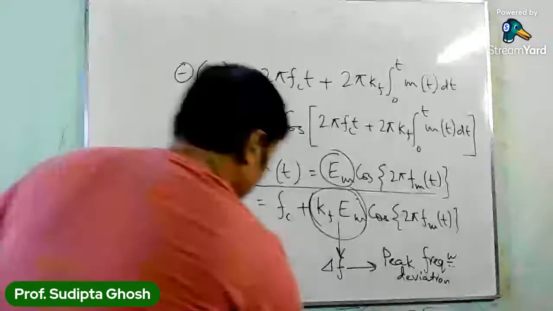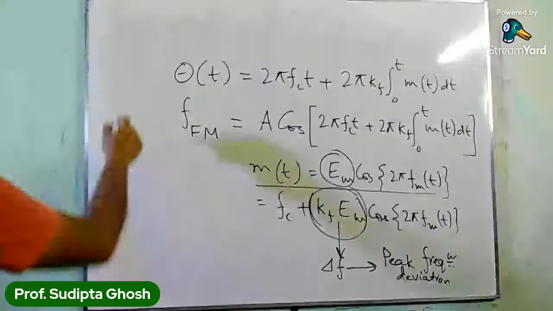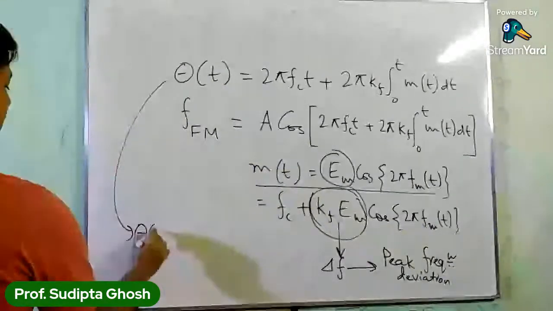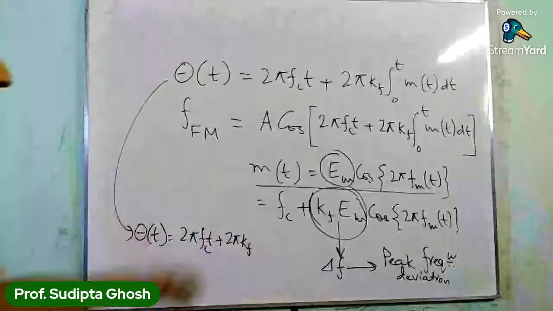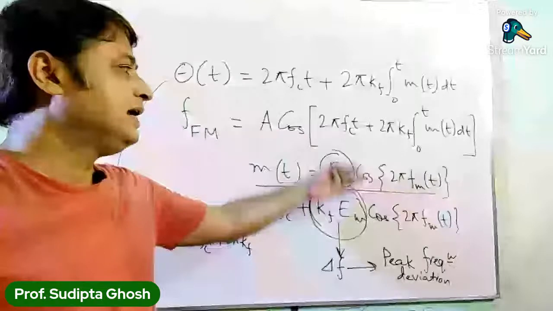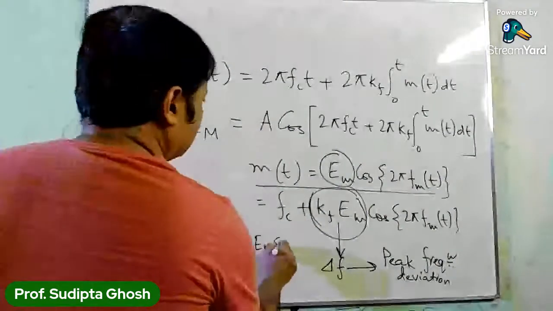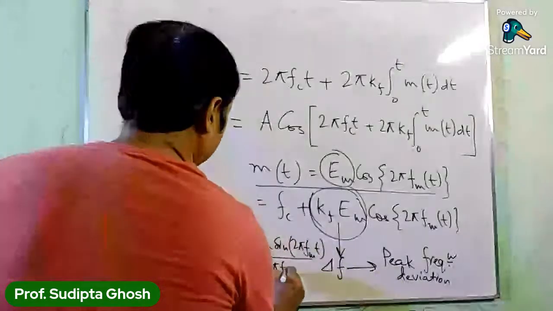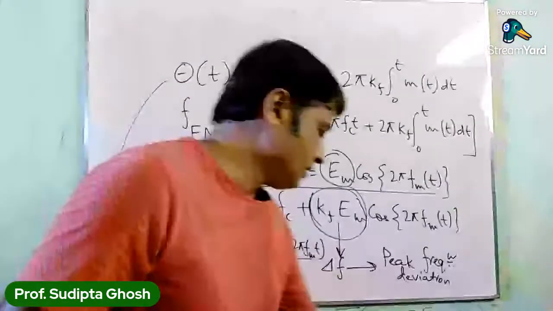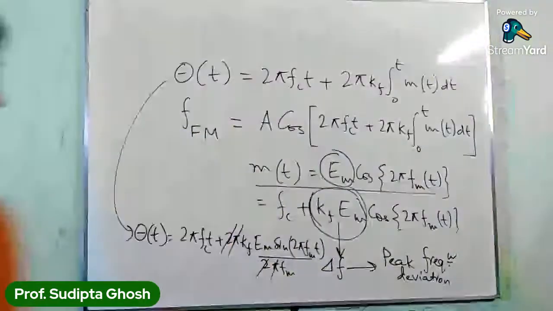As we have already considered the value of MT, to derive theta T, it will be twice pi FCT plus twice pi KF times the integral of MT dt. So the integral of EM cos of this. The cos function integrates to a sine value, so it will be EM sine twice pi FMT divided by twice pi FM. Twice pi can be cancelled, and we have KF into EM divided by FM.